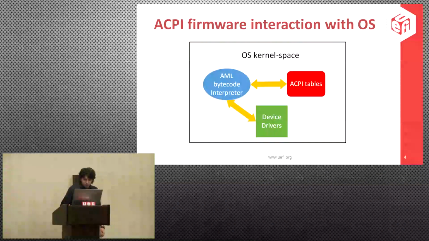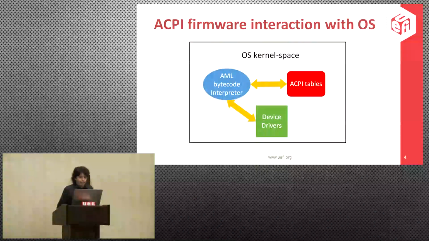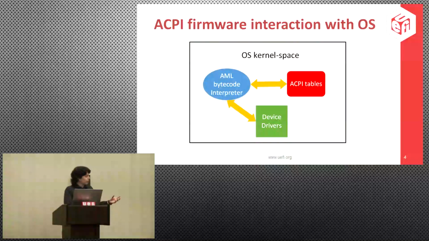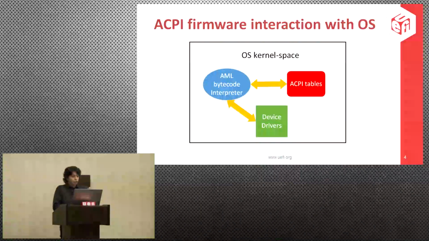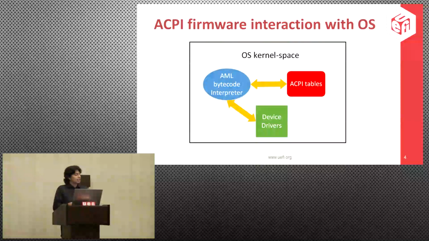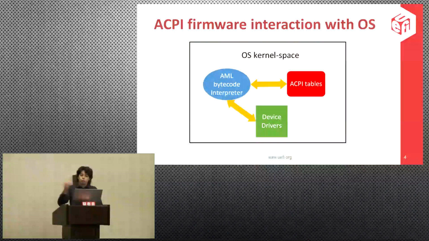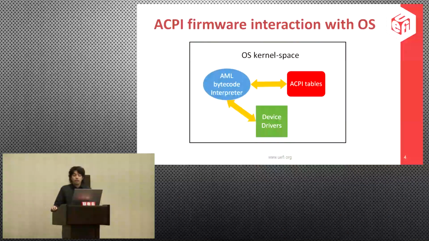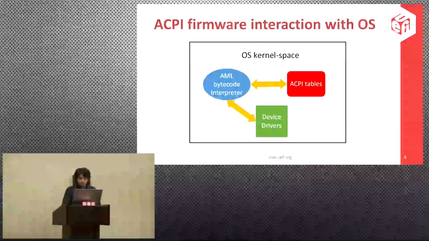And so here is a rough diagram. The bytecode interpreter actually runs in OS kernel space for most operating systems. And so what happens is that during initialization of devices and device configuration, the device driver framework may query this bytecode interpreter that has access to these values as well as bytecode in ACPI tables.